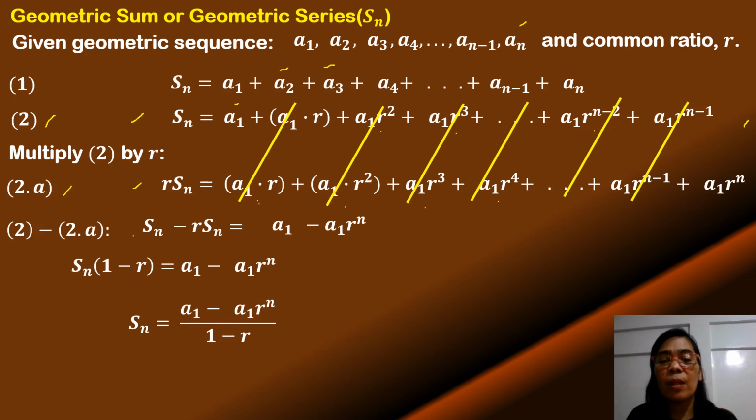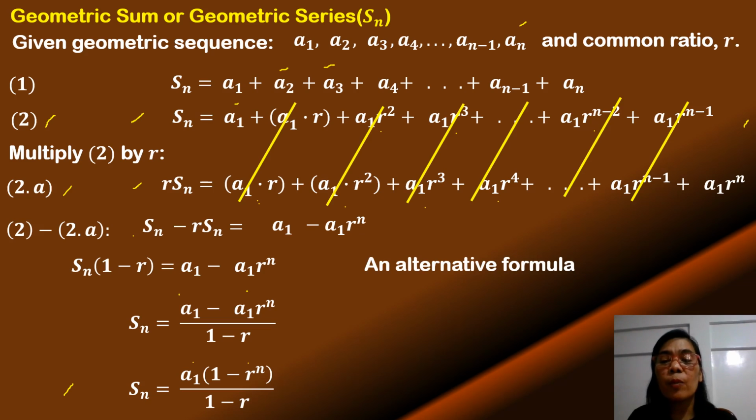We are now ready to solve for s sub n. We have a sub 1 minus a sub 1 r raised to n all over 1 minus r. Since a sub 1 in here is common, we can factor that out. We have a sub 1 times 1 minus r raised to n all over 1 minus r. So this is now the formula for the sum of n terms in a geometric sequence. We use this formula if we know the first term, the common ratio, and the number of terms in the sequence.